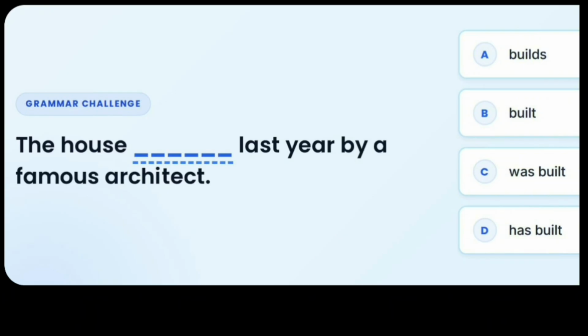The correct answer for this question is choice C. Was built is right. Let us explain it. The action happened in the past and the house is the receiver of the action, requiring the past simple passive voice. For this reason, was built is a passive voice, past passive voice. For this reason, the correct answer is choice C.